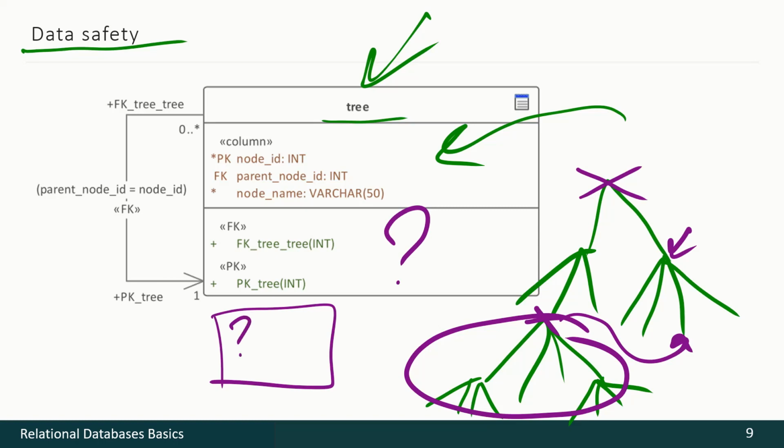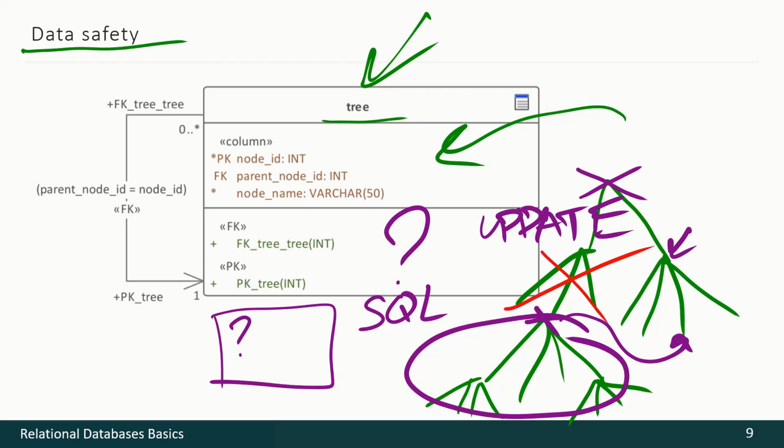Because if we are going to just use some SQL code and perform some, for instance, update on that table, we risk a lot to break something in that tree structure. We risk to finish with just pieces of that tree. And we cannot allow such a situation to happen. So we have to think about data safety. We have to create all those necessary mechanisms to perform that operations safely.